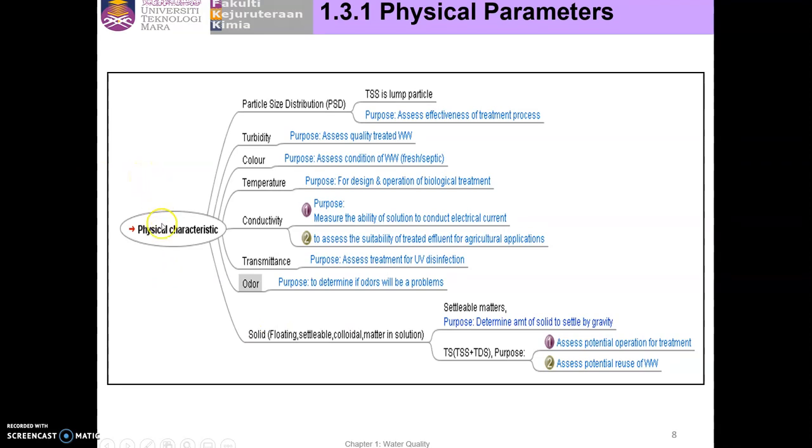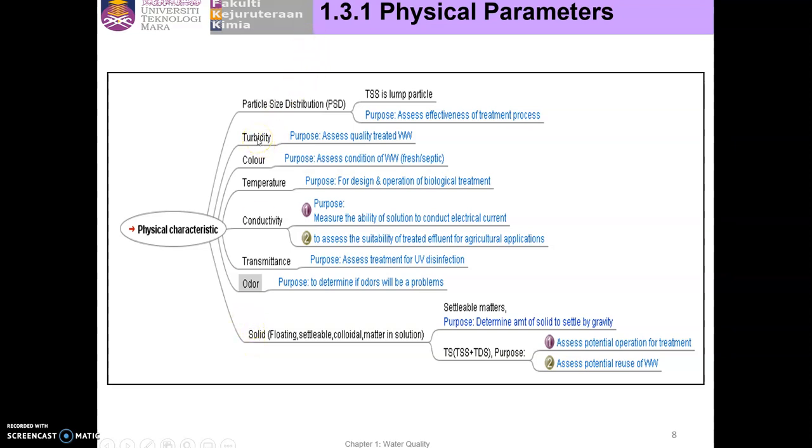Okay, this is a physical characteristic of water. So by having physical characteristic, we can determine whether the water is polluted or not. Okay, so physical characteristic can be divided into particle size, turbidity, color, temperature, conductivity, transmittance, odor, and also solid, whether floating, settleable, colloidal, in colloidal matter in solution. Okay, so tengok structure of the solid.